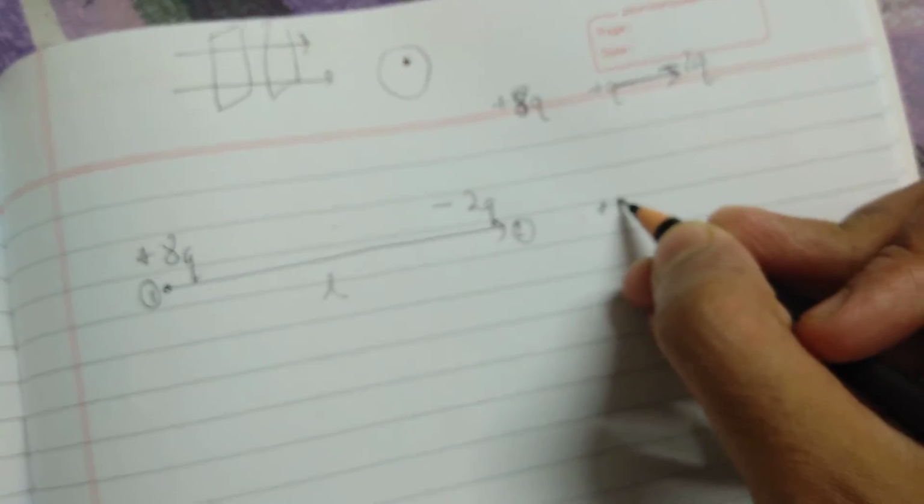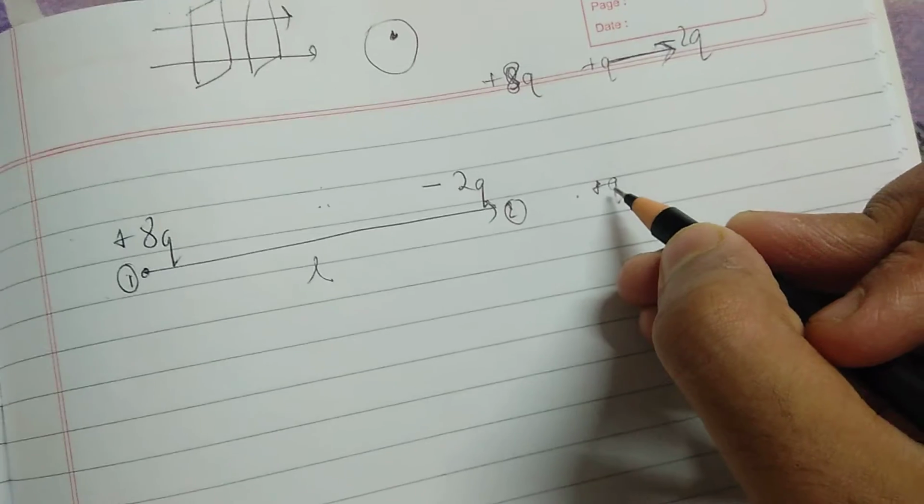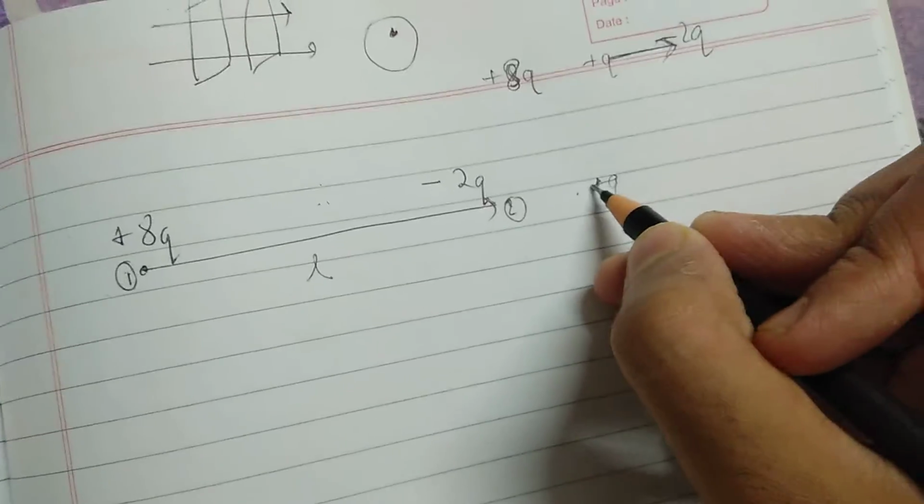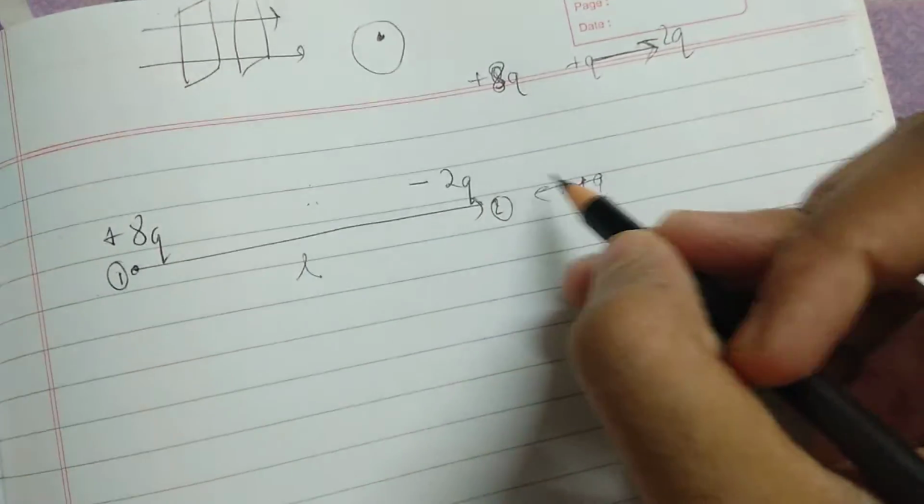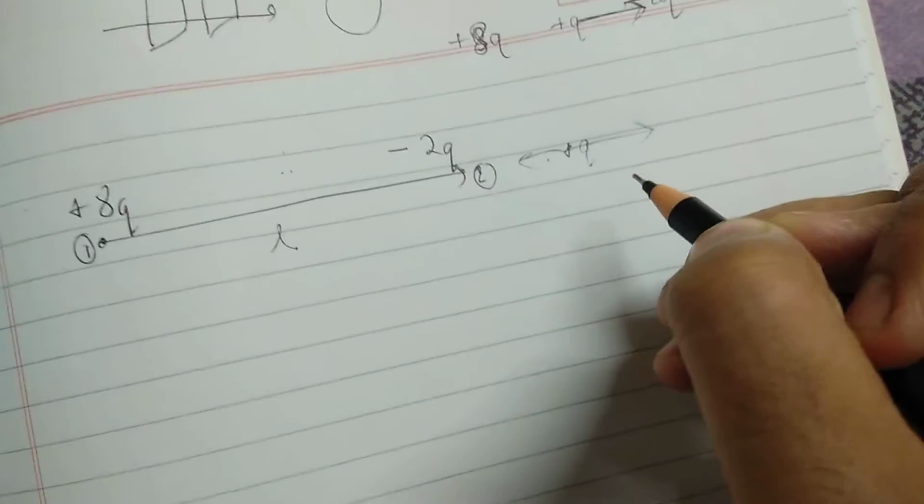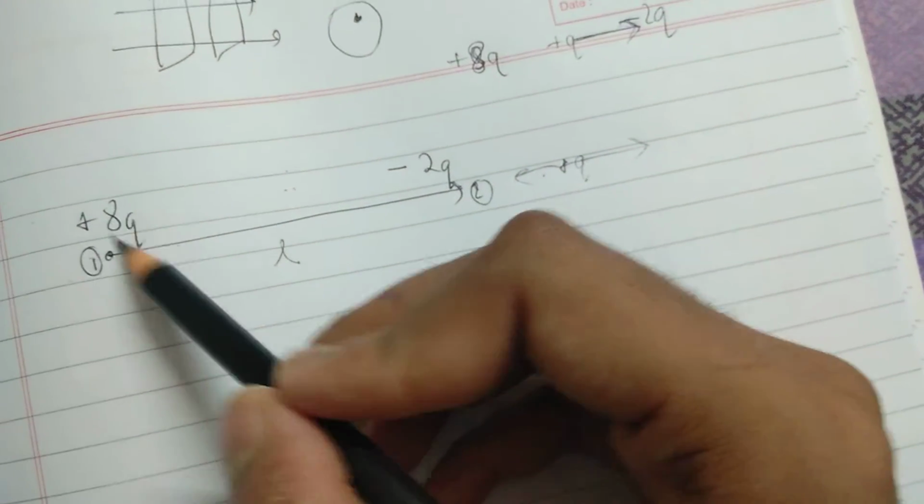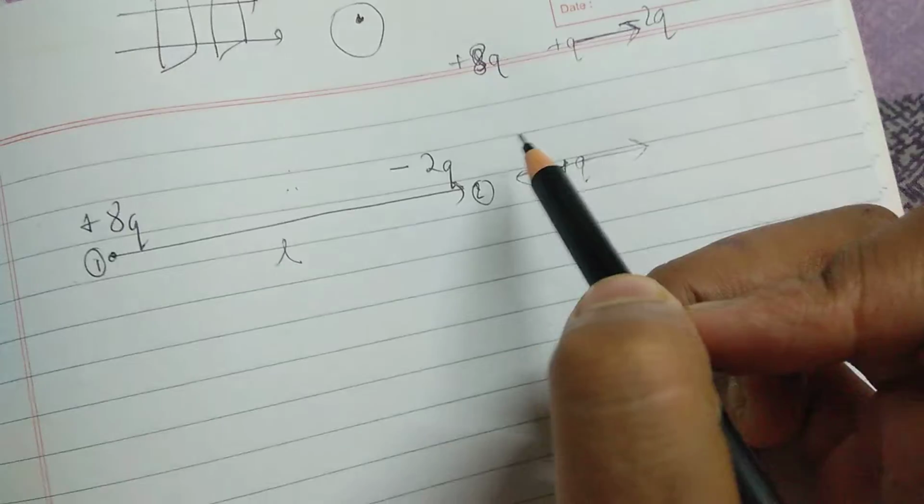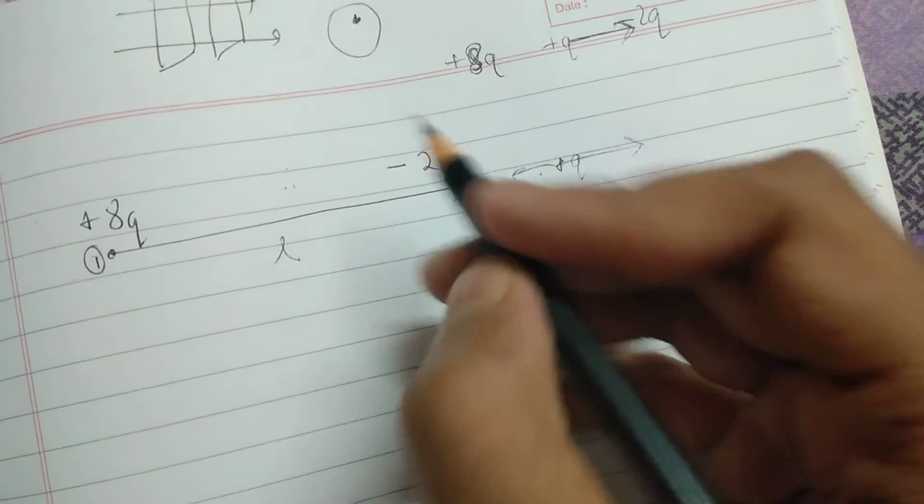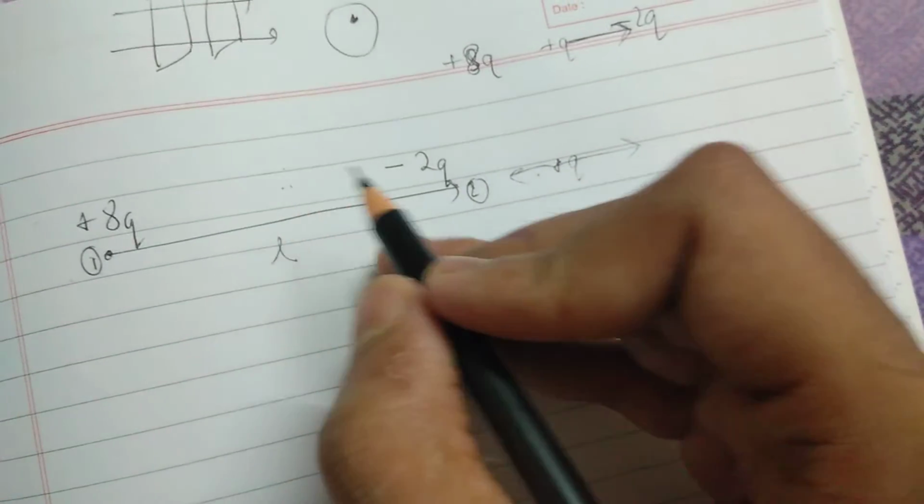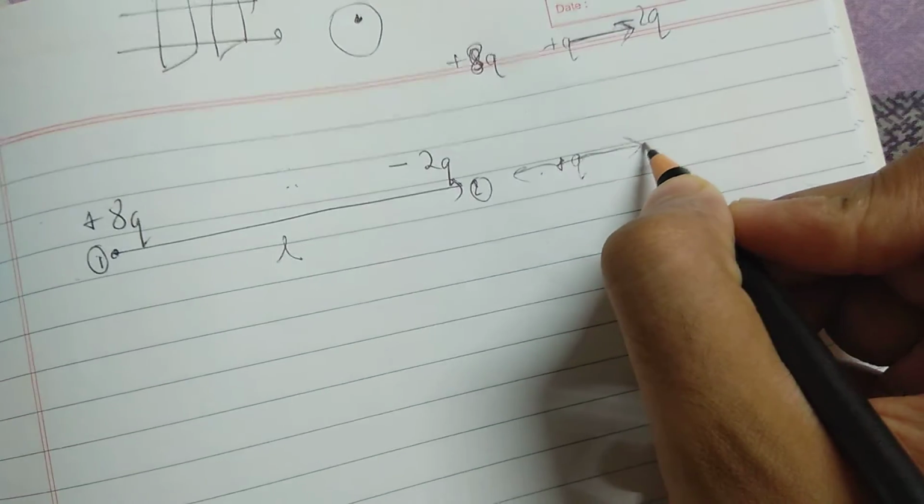So suppose I bring a test charge plus q. Due to minus 2q, it will be pulled nearer. Due to plus 8q, it will be pushed further. Now this plus 8q is big, but it is also far away, and the electric field is inversely proportional to the distance squared. So that means here we have a possibility that our electric field will be 0.